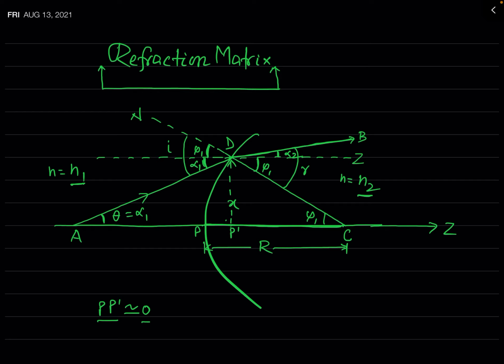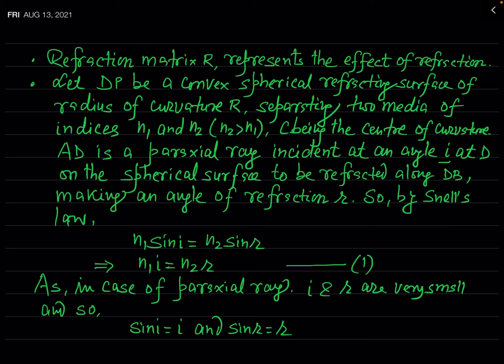Now you know, whenever the problem of refraction is discussed, definitely our basic equation is Snell's law. So we will start with Snell's law to get the refraction matrix. And you know, here this angle I, which is the angle between the incident ray and the normal, is the incidence angle, and the angle between the refracted ray DB and the normal, which I have marked here by R, is the angle of refraction. And according to Snell's law, N1 sin I is equal to N2 sin R.